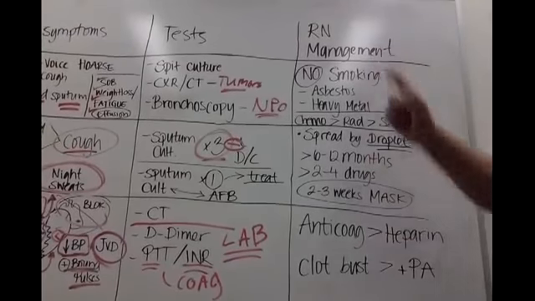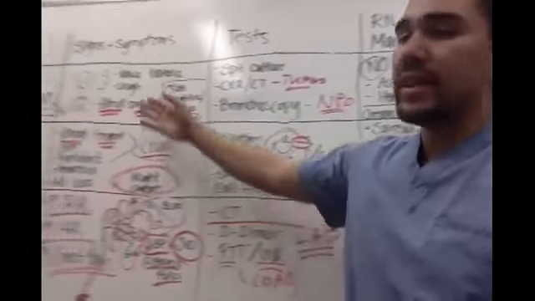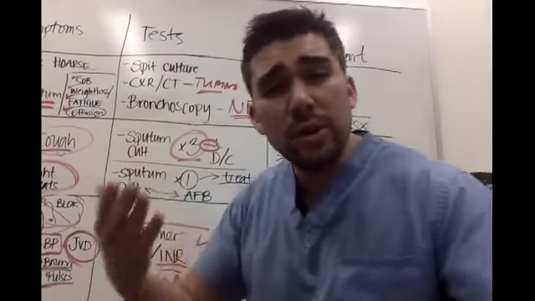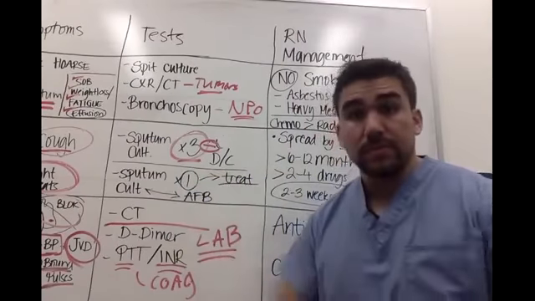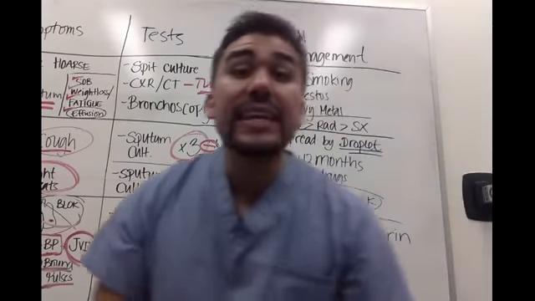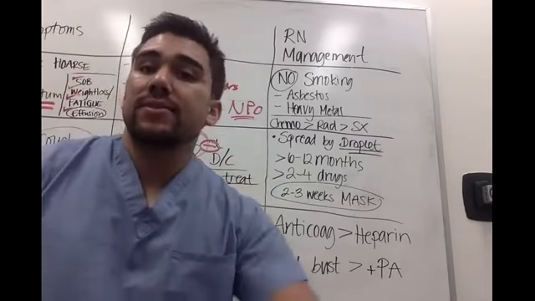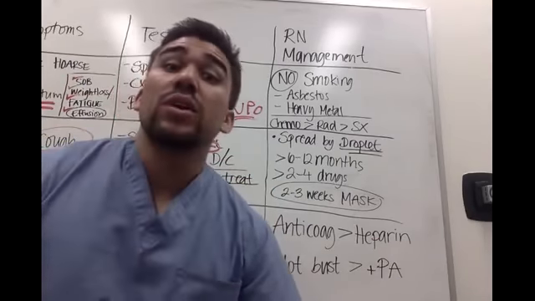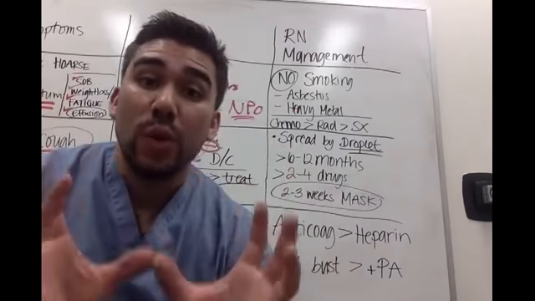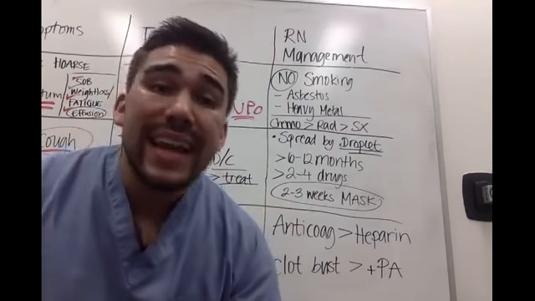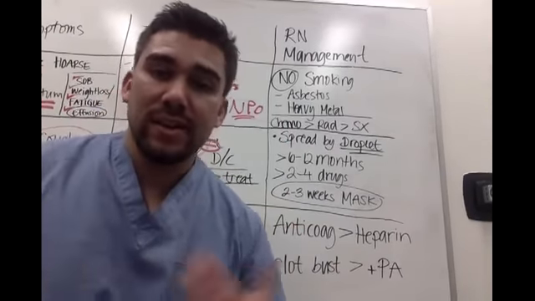So RN management for your patients with lung cancer. So now we know your patient has lung cancer. There's a cancerous mass in the lung. What are we going to do? That little cancerous mass, we do not want it to spread. We're going to want to stop the growth of it. We're going to want to take it out. Surgery. Check it, cut it out.